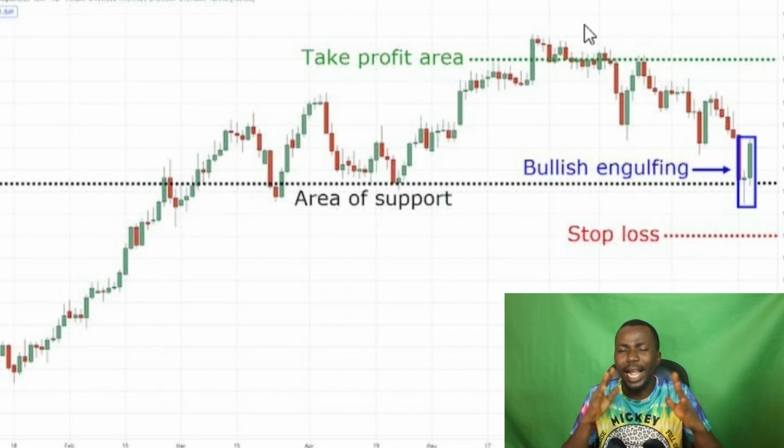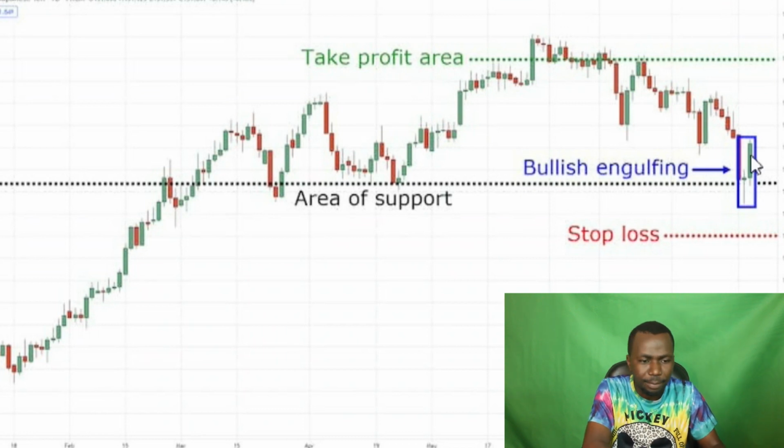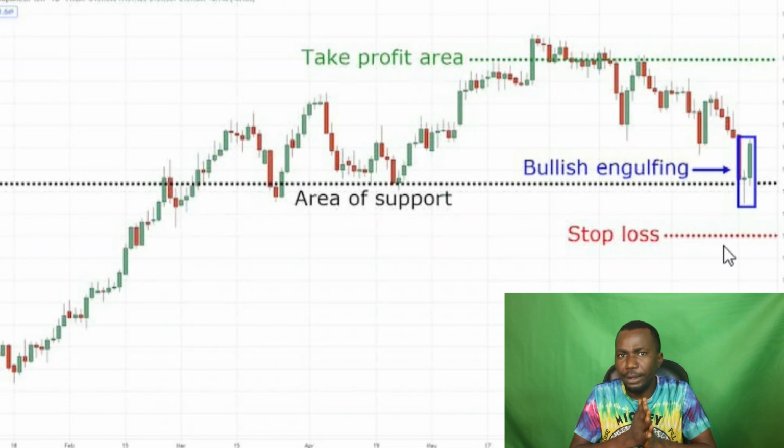So that becomes your exit, right? So now you have identified the bullish engulfing pattern. The previous high will now become your take profit area, which is your exit. So when you place your buy trade here, you place your take profit at the previous high, and then your stop loss will be below the support level, right?